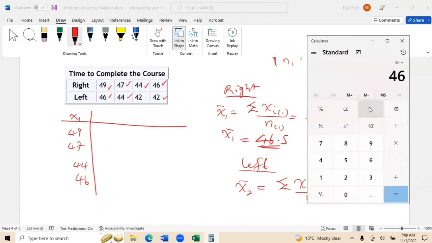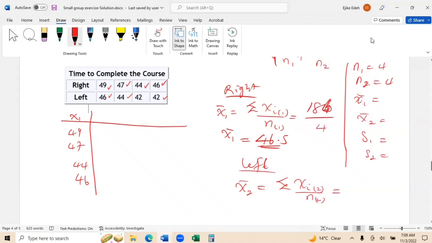Here we have 46 plus 44 plus 42 plus another 42, and that gives us 174. I will just do this again to be sure. 46 plus 44 plus 42 plus 42 gives us 174. So the numerator here is 174, and we're dividing this by 4. Okay, the magical arrow has appeared again.